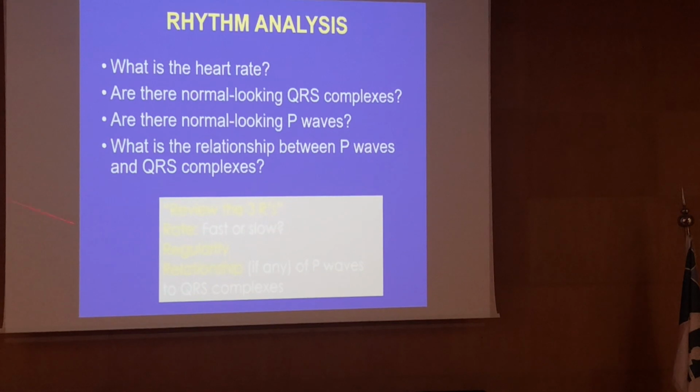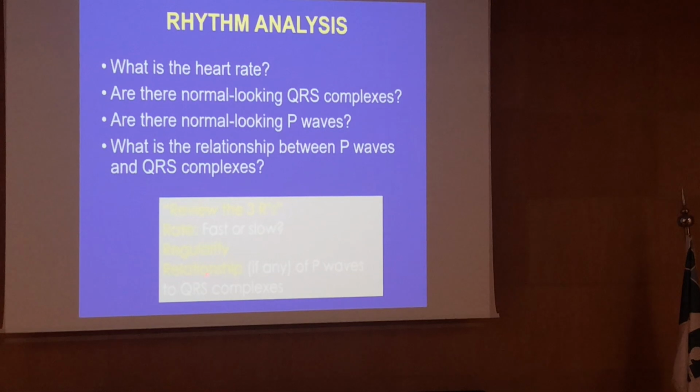Second, look for regularity. Is it regular or irregular? Because if it is irregular, usually you have three common rhythms that we can think about: atrial fibrillation, atrial flutter with variable conduction, multifocal atrial tachycardias, or premature beats, whether ventricle or atrial. Other than that, usually it is regular. Whether it's ventricular tachycardia, atrial tachycardia, or others, usually it is regular. So if it is irregular, we limit our diagnoses into few possibilities.